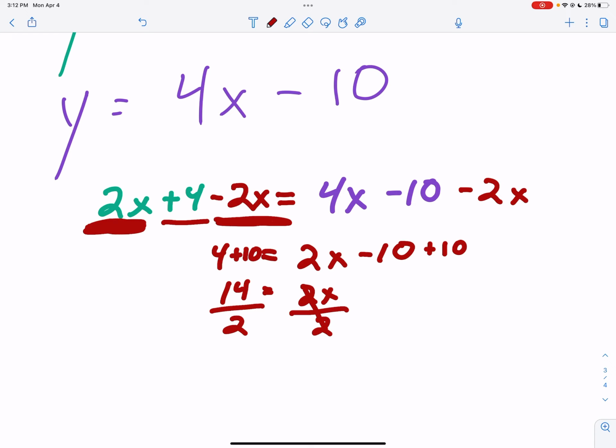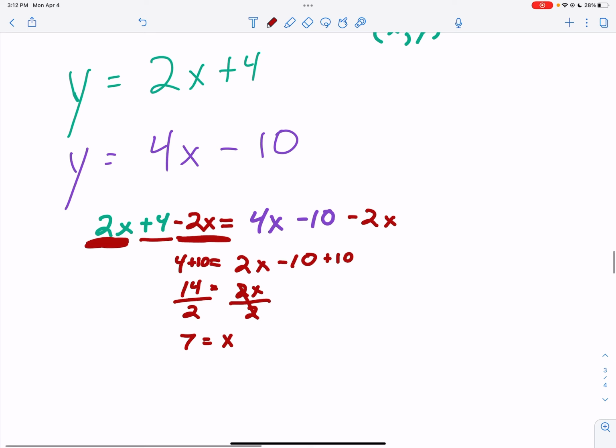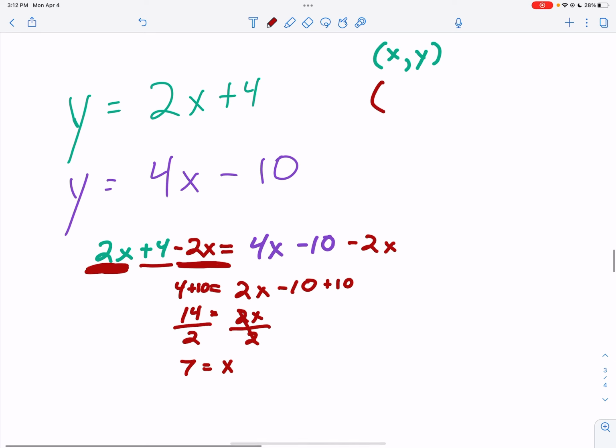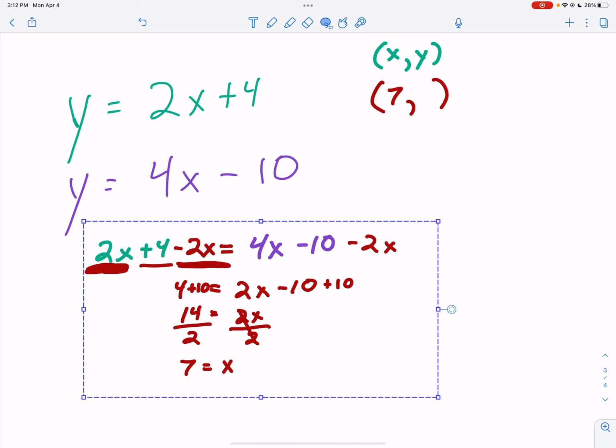And on the left side, I have 14 over 2 is 7. On the right side, I just have x. So allegedly, x is 7. So I've got the first part of my solution. X is 7. But Mr. X, wait. You just have one part of it. Where's the rest of it? So glad you asked. So glad you asked.